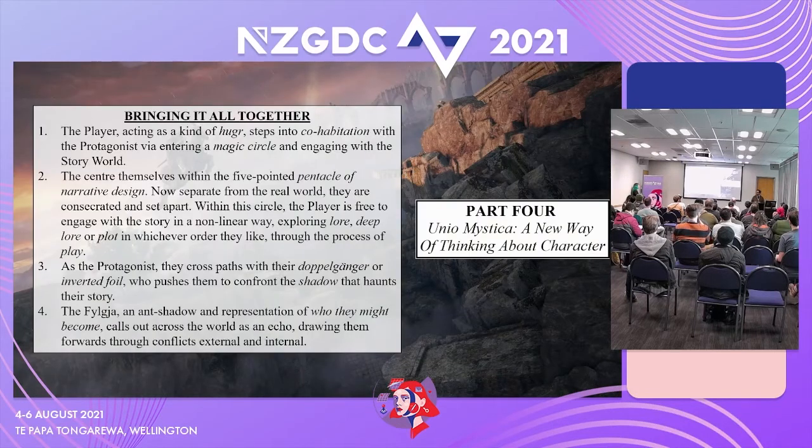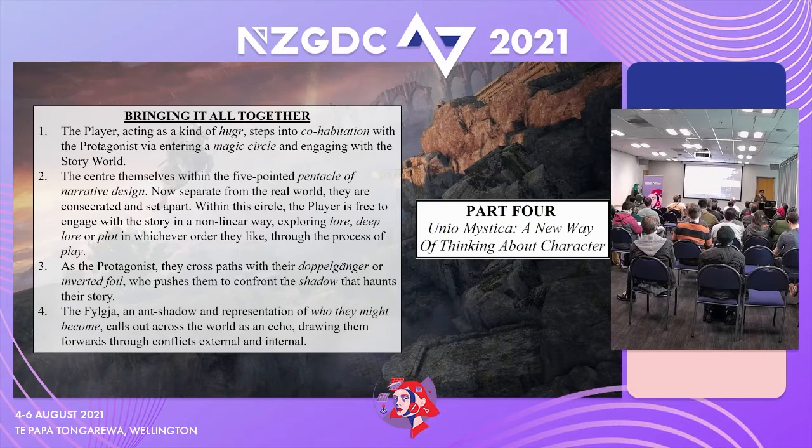Okay, and so we are pretty much at the end of the talk now. We're going to bring it all together here. So the player, acting as a kind of Huger, steps into cohabitation with the protagonist via entering a magic circle and engaging with the story world. They center themselves within the five-pointed pentacle of narrative design. Now separate from the real world, they are consecrated and set apart.